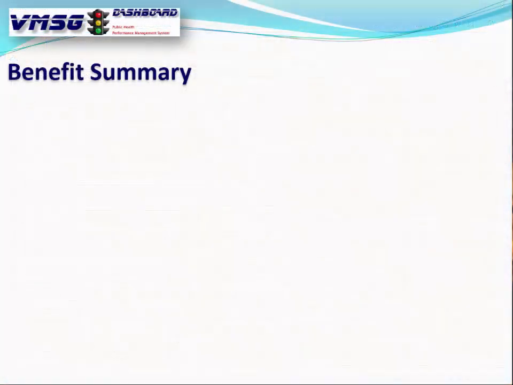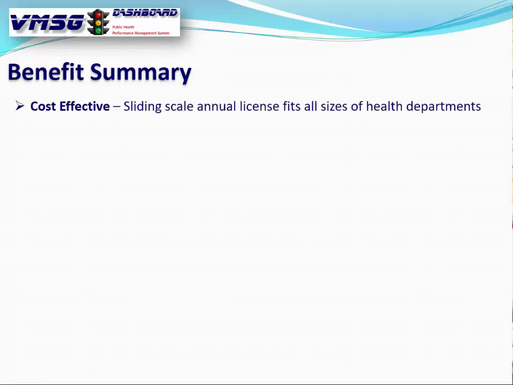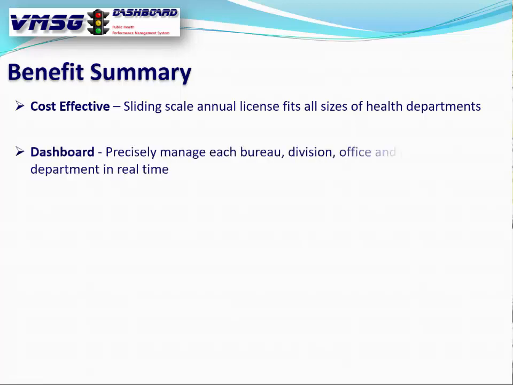To summarize, here are some of the primary benefits of the VMSG dashboard. Our sliding scale annual license cost model makes the VMSG dashboard affordable for departments with only a few users or departments with hundreds of users. No startup costs, no training costs, no support costs. With individual operational plans for each division, office, and program, you can manage each part of the health department in real time.